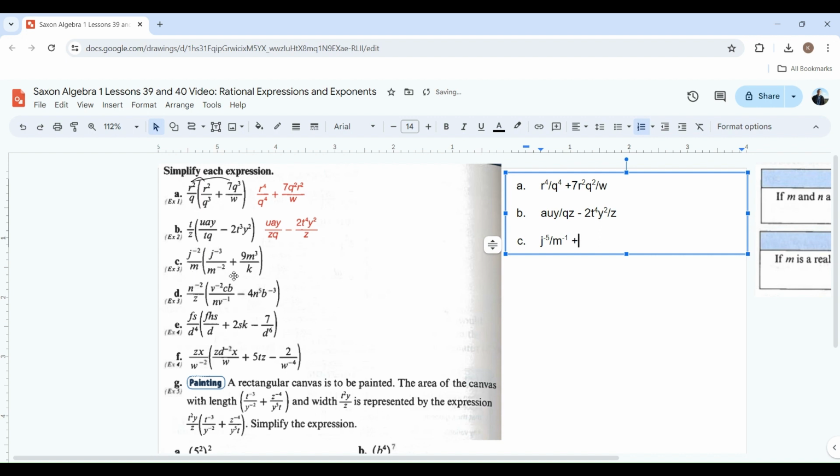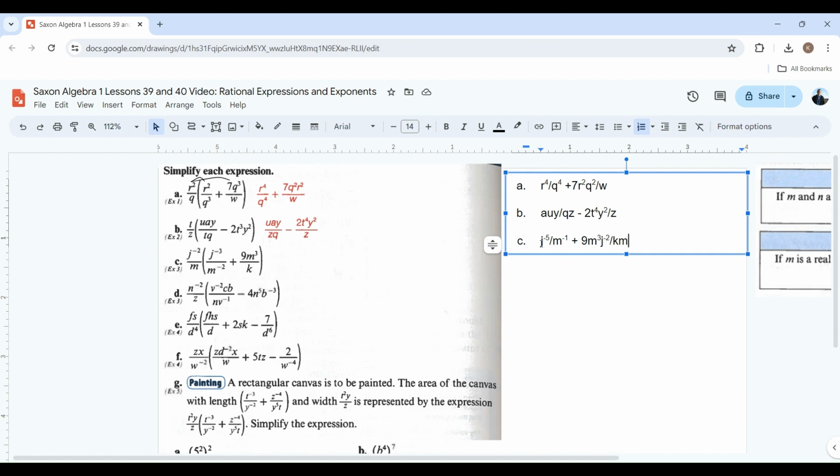Plus, I'm keeping the sign from the middle, 9 times m to the third. That's not going to change. Times j to the negative second. I have to multiply this by j to the negative second in the numerator, and then divided by k times m. Now, I didn't worry about alphabetical order here. I think the j is going to go first, but that's going to be fine because I'm going to be moving some things around.